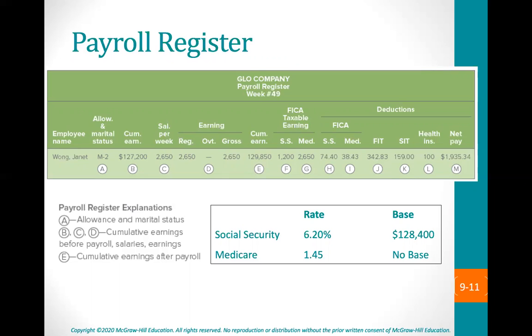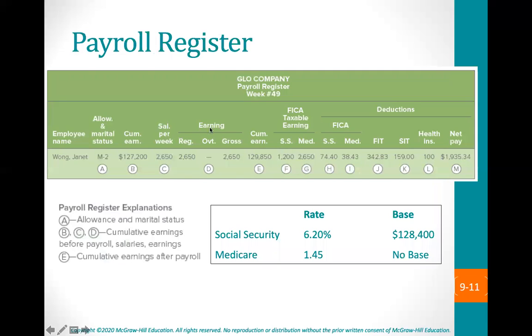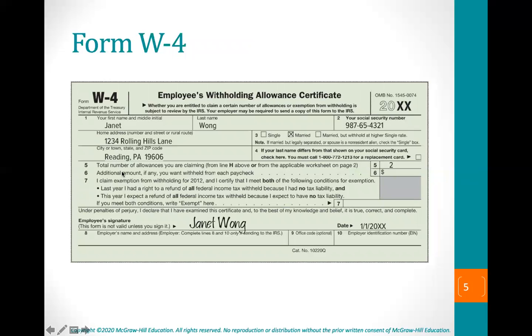And we're going to start out by looking at this letter A, allowance and marital status. And you see this as M-2. Well, that is gotten when she fills out a form W-4. The W-4 is a form that she filled out when she was hired, and it states that she is married and that she claims an allowance of 2 exemptions. So if you look back, M is for married, 2 is her number of exemptions that she is claiming based off of this W-4. And you'll fill this W-4 out anytime you start a new job.